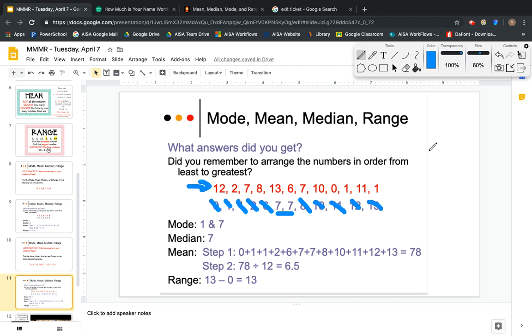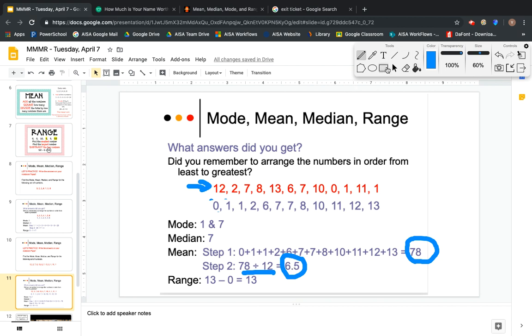Now, for mean, the first thing we're going to do is we're going to add all these numbers together. So when I added all the numbers together, the sum was 78. Now, if I count all my numbers in this list, I have 12 numbers. So 78 divided by 12 is 6.5. So 6.5 is my mean, and it's okay to have a decimal.